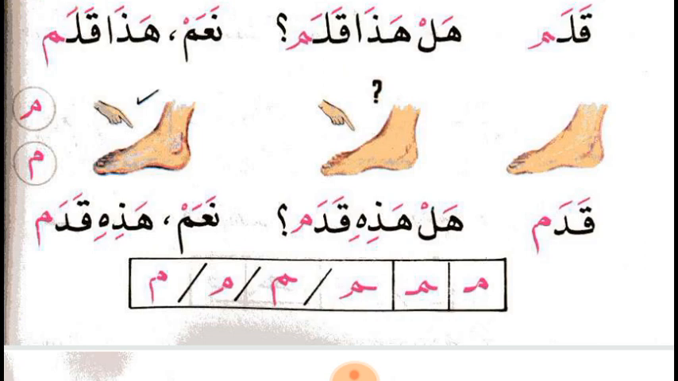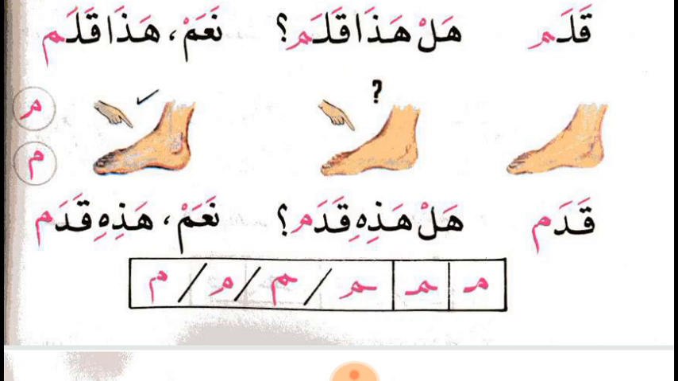Okay, so what is the difference between rijlun and qadamun? Rijlun is also used for legs, but qadam is only used for foot. Okay, here we use hazihi for foot, but we use haza for nose. Do you know why? No, because we have different body parts. Some are two and some are only one.